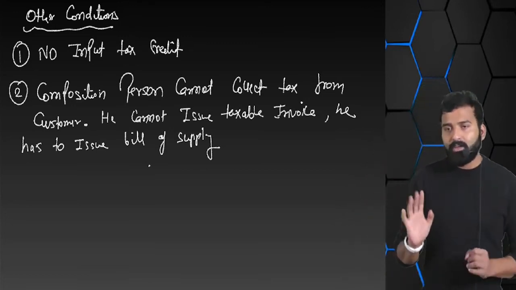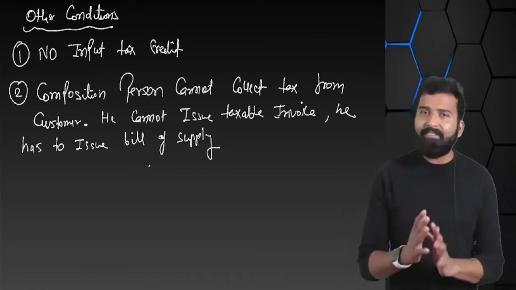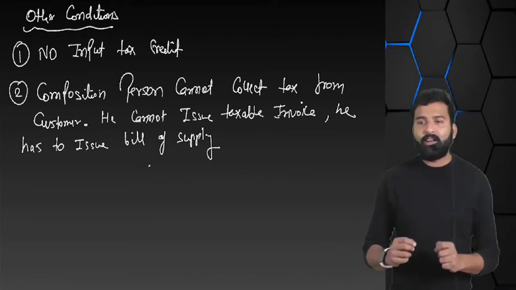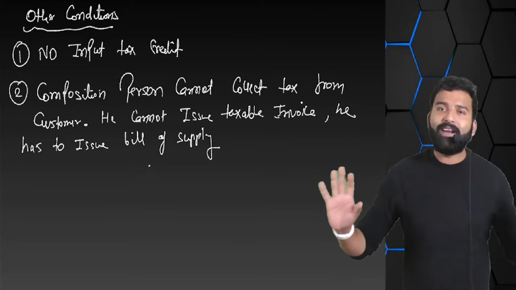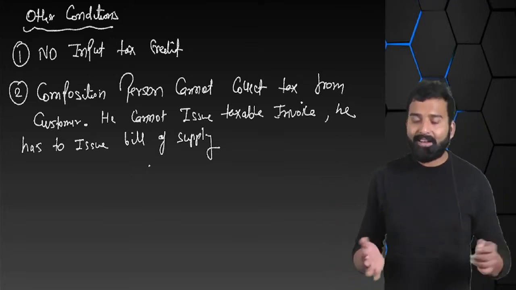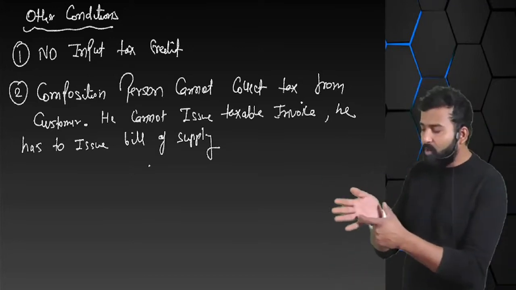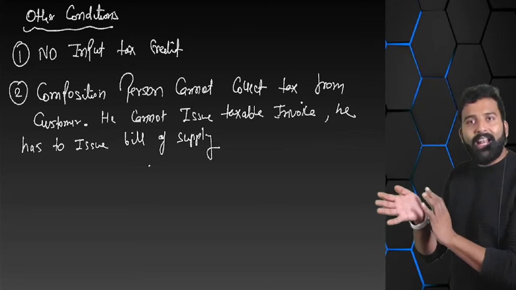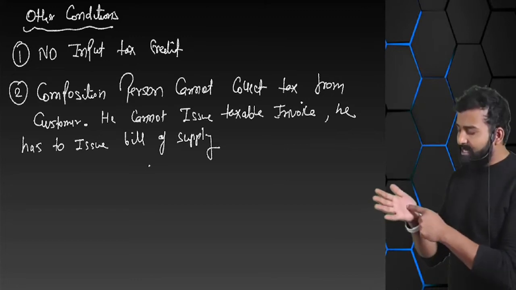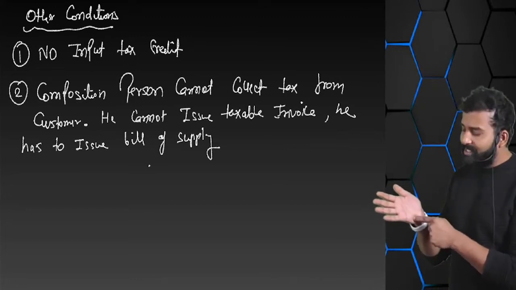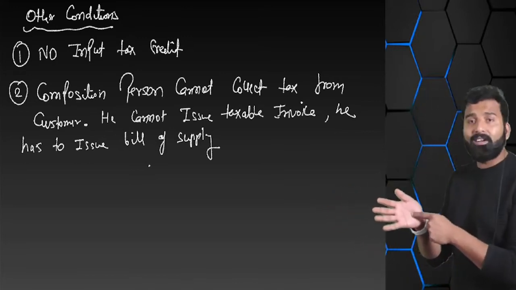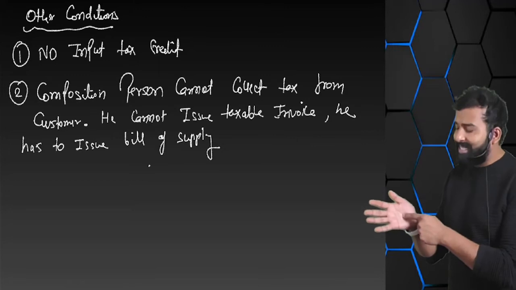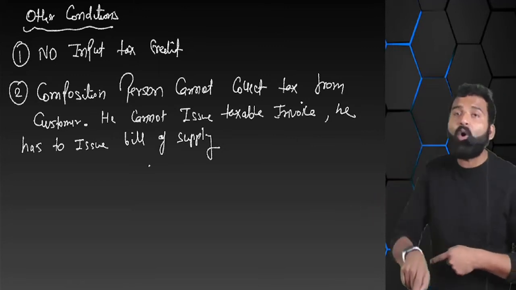Like a very simple thing, I have a client, he is a composition dealer. What he always does is, he says, my turnover is rupees 1 lakh, sir. So what I normally do, I type the 1 lakh rupees turnover on the calculator and I say 0.5% CGST, 0.5% SGST. So on 1 lakh turnover, you have to pay 500 rupees CGST and 500 rupees SGST from your own pocket.